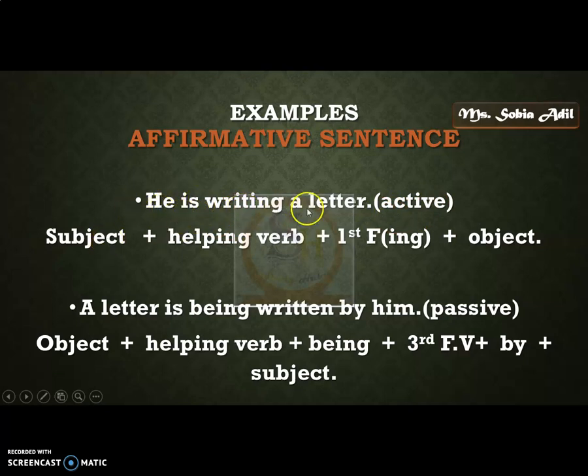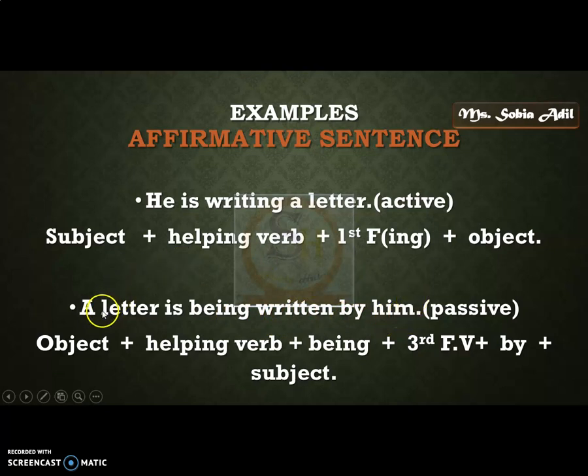Like this one, he is writing a letter. He is the subject here, is is the helping verb here, writing is first form plus ing, and a letter is the object here. But if we want to change this into passive voice, we need to follow this structure, right? First the object becomes subject. A letter was the object here, we need to write it here. Then comes the helping verb, the same one, right? Then comes being, be and ing with it. Then comes the third form of verb, then by, and after that we write the subject, right?